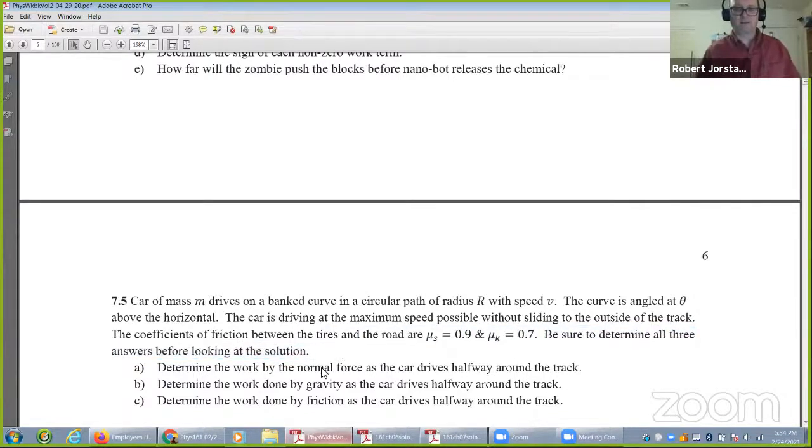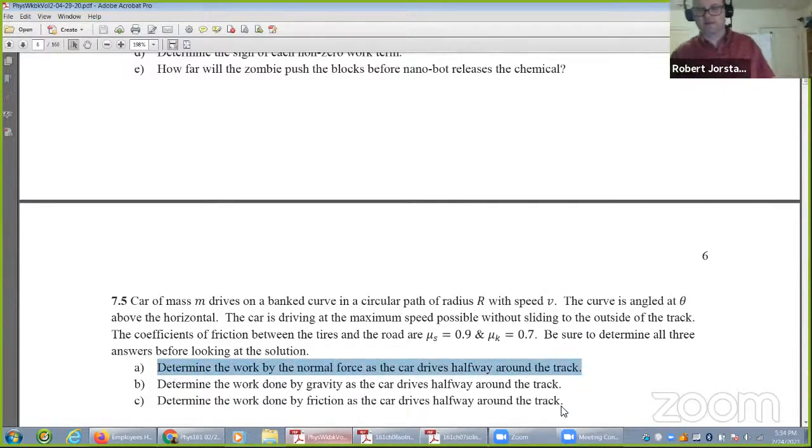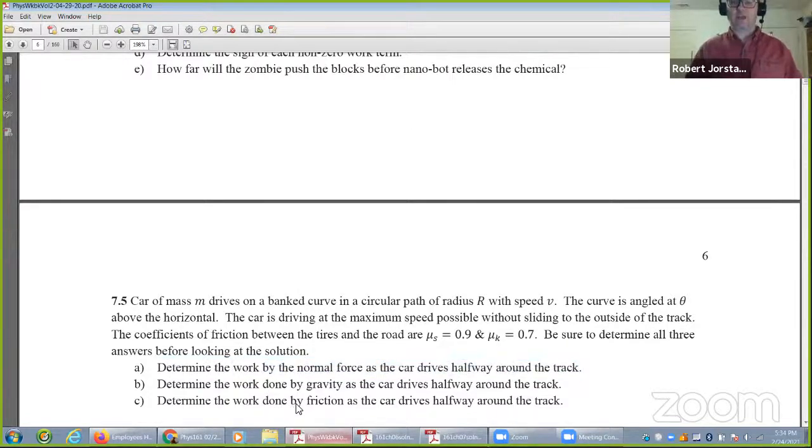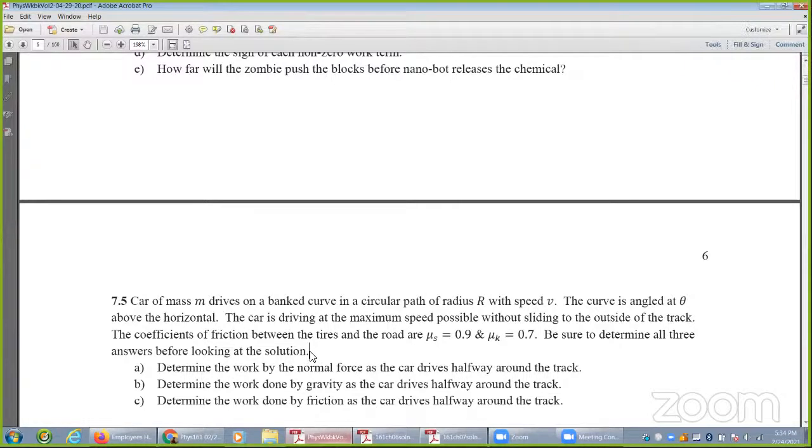Okay, in this case, the car is going to drive halfway around the track. So in theory, we could get the distance, and so on. What is the work done by the normal force? Work done by gravity, work done by friction. How would you approach this problem? What do you think? Try and draw an FBD first.